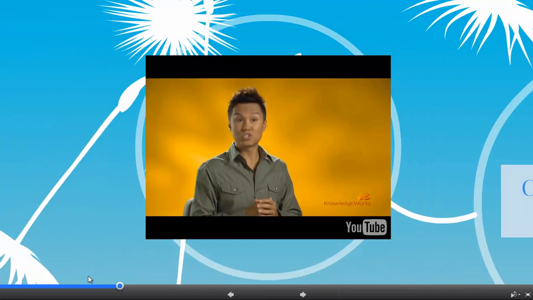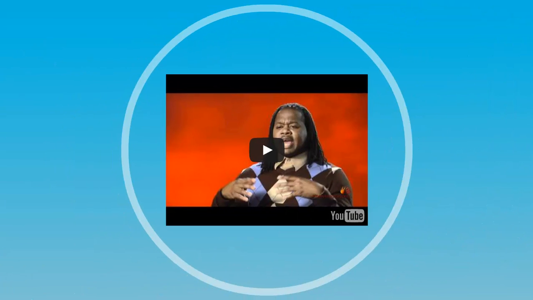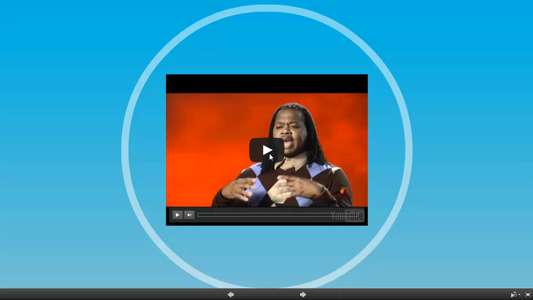So he has an important job of creating a map of who does what, how people learn. The next role is the eduvator. The eduvator contributes entrepreneurial activity to learning systems. They organize and coach teams. They stimulate experimentation, and they use launcheduvation.org to collaborate. I'm going to play a brief clip of Desmond Walker and his role as an eduvator.